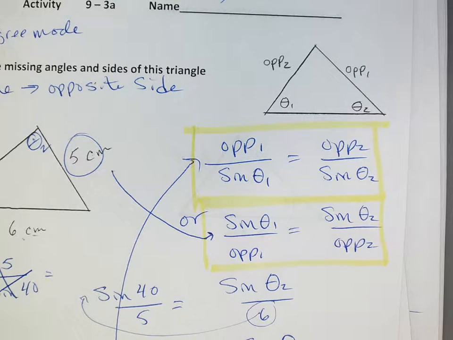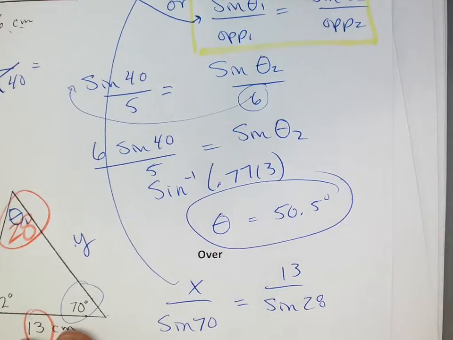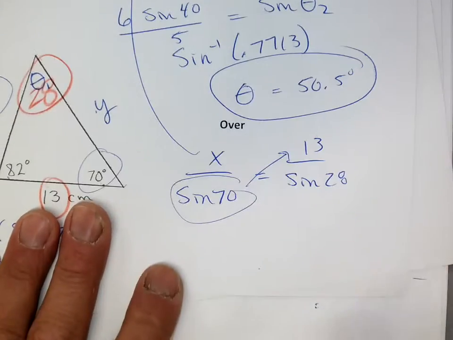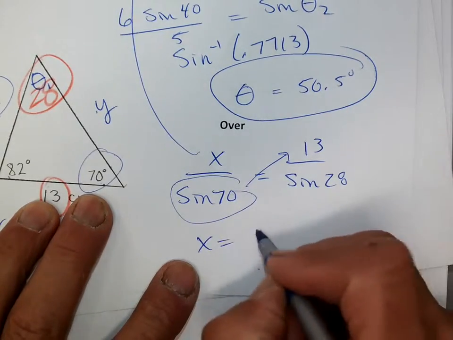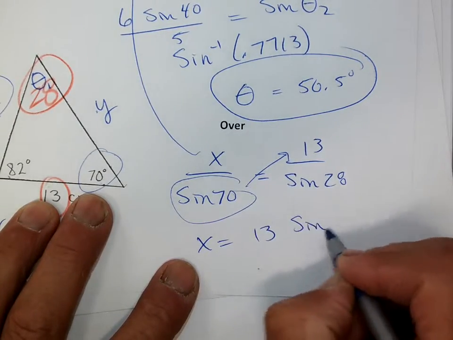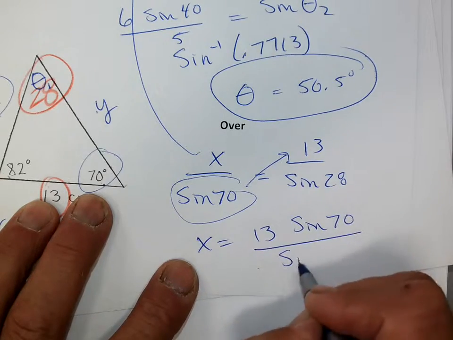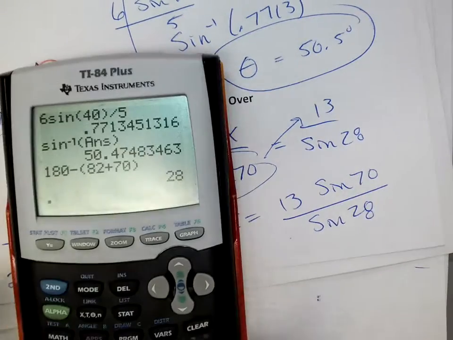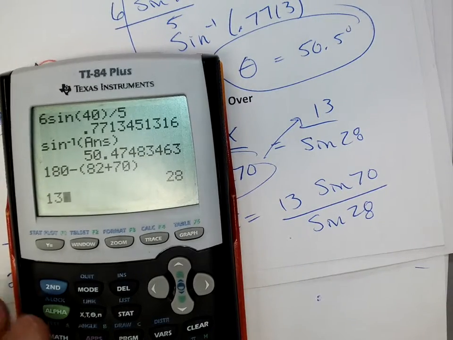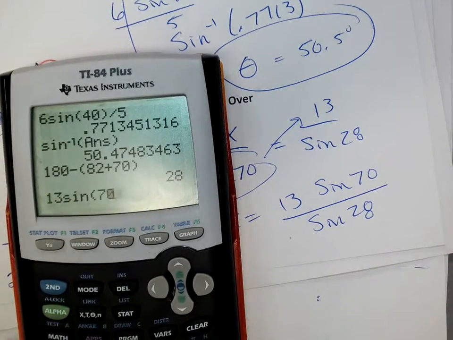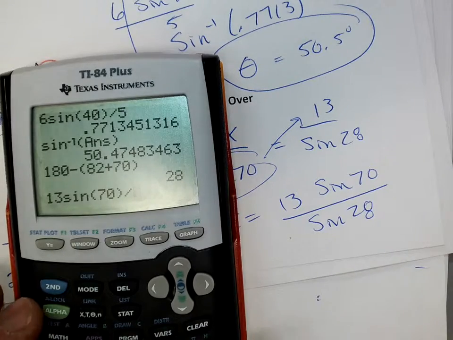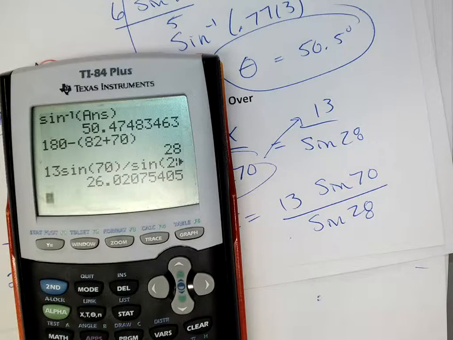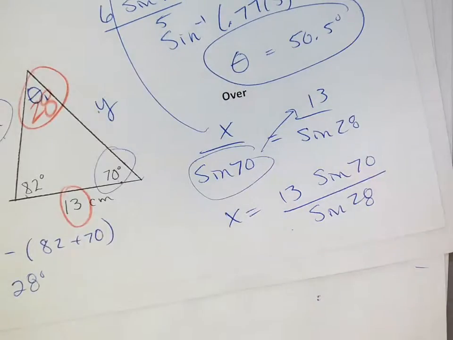Does that make sense? Okay, so then to solve this, let's multiply the sine of 70 up here. Okay, so X is equal to 13 sine of 70 over sine of 28. I'm just going to use my calculator, okay? Clear, I'm going to go 13 sine 70 divided by sine of 28, and I get an answer of 26 even, okay? 26 even.